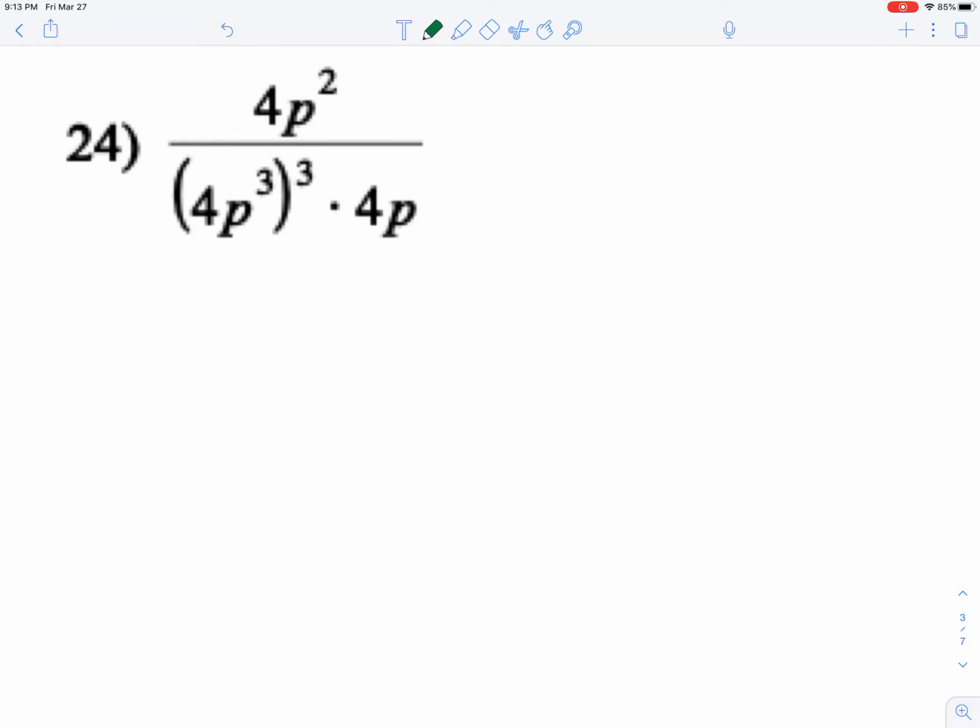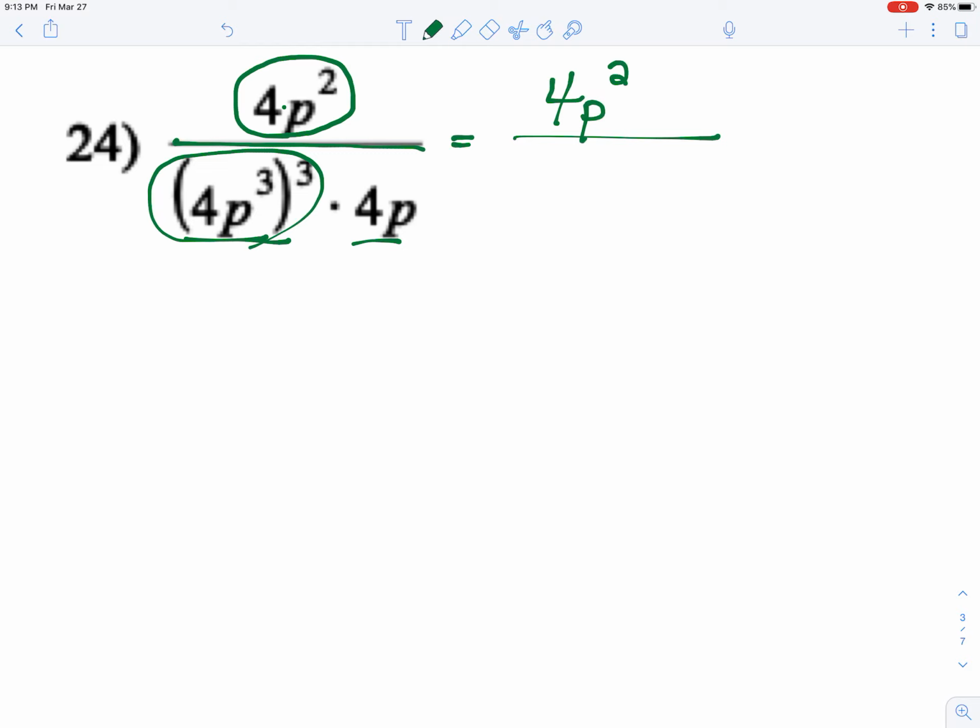Here's number 24, dealing with exponents and coefficients. It's a quotient, and the numerator is a power, p squared, and 4 is a coefficient, and then there's a power to a power here, and then multiplied by something else. Wow, where do we start? Let's start with the most complex piece, which is in the denominator. I'm going to keep that 4p squared as it is, and then deal with this one down below.